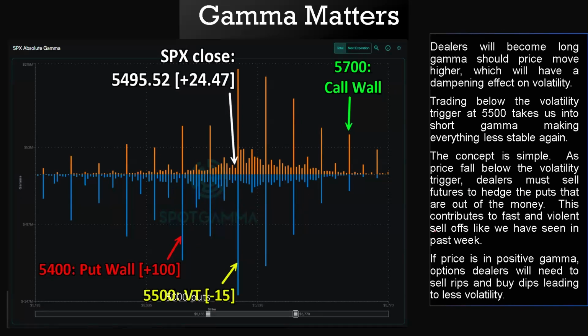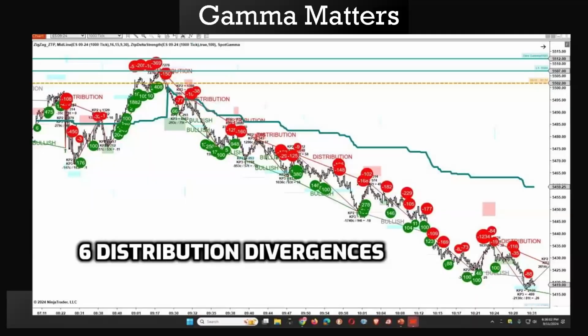Yesterday, options dealers had to sell futures to hedge the puts sitting at 5,400, which we see down here at the put wall, in the hour and 25 minutes that the ES sold off from the open. And that basically looked like this. The red and green circles are a proprietary ZoneTrader Pro tool that filters out large lot trades from the time and sales. This delta strength identifies large lot trades by rebuilding the time and sales tape.